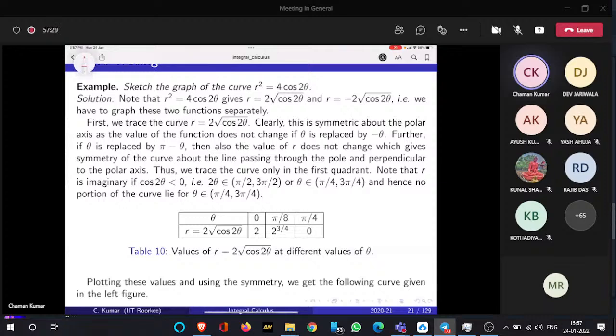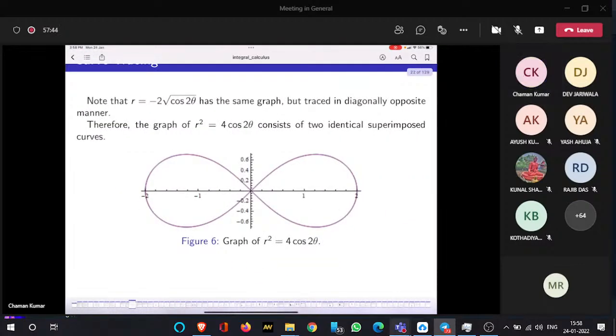Basically, in this type of problems in polar coordinates, if you take different values of theta, evaluate the value of the function at those values, and maintain the continuity of the function, then you get the curve.